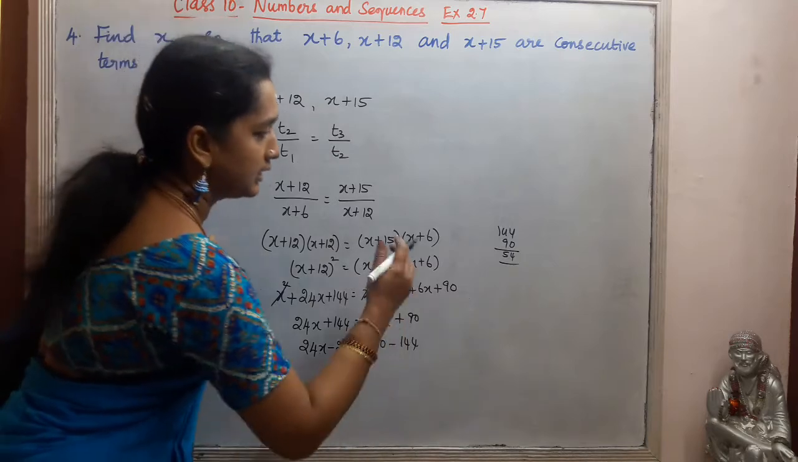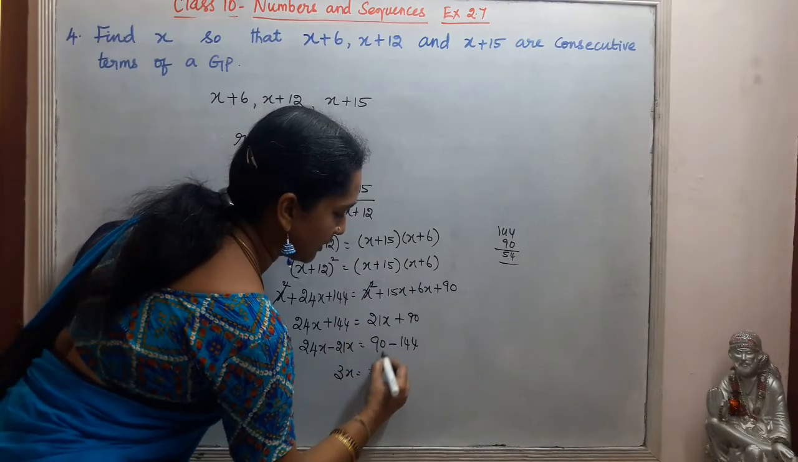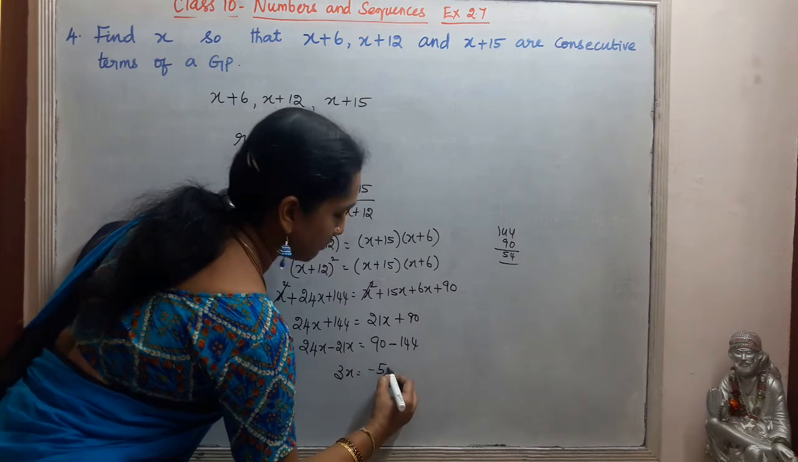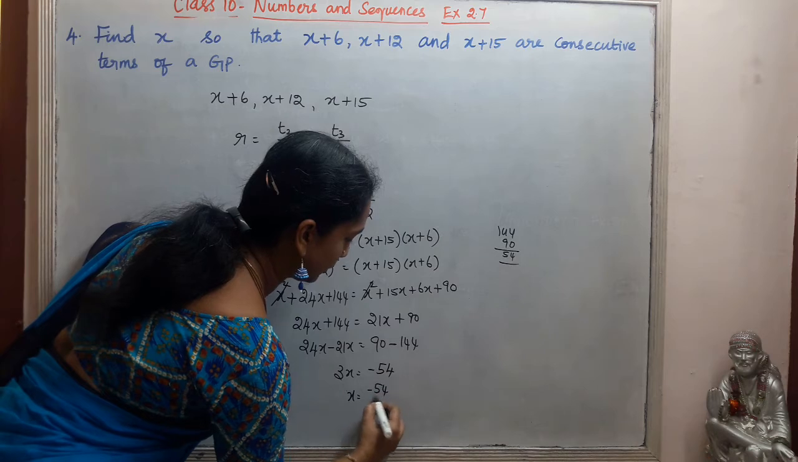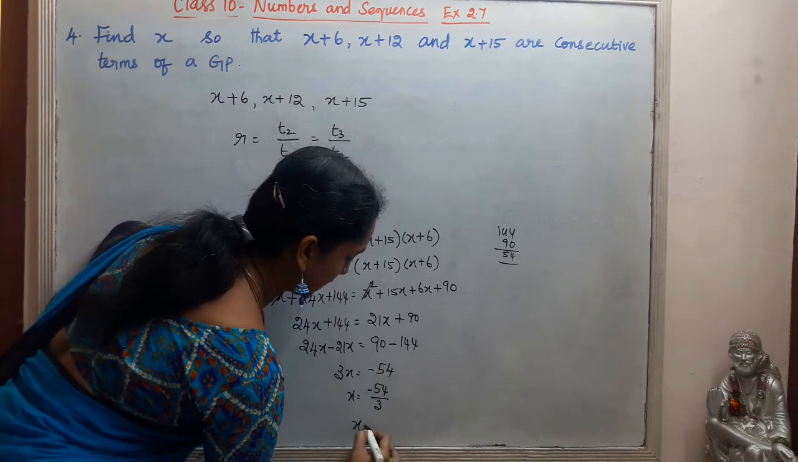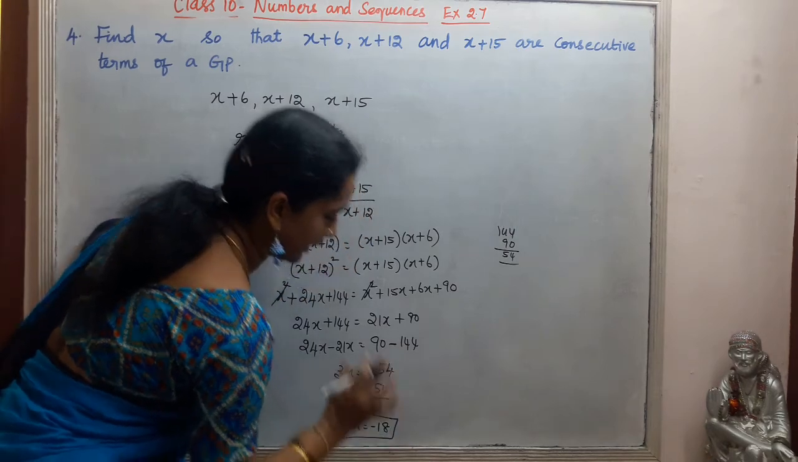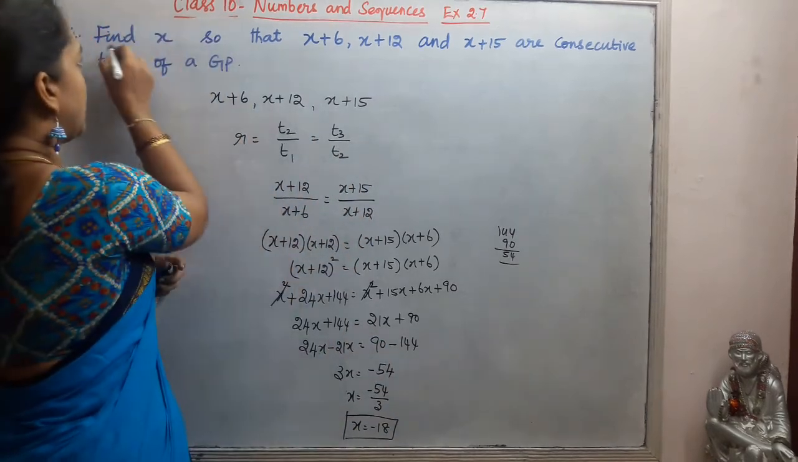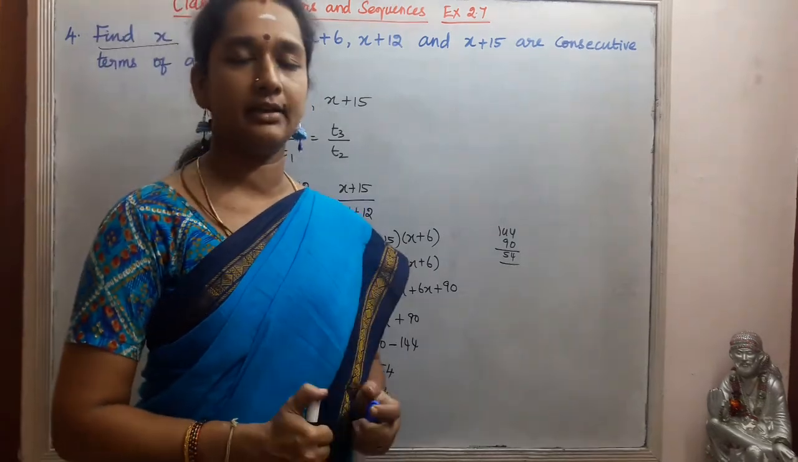144 minus 90 is 54. Since we are having the bigger number with a negative sign, we will get minus 54. So X is equal to minus 54 by 3. So the X value we got is minus 18. 3 1s are 3, 3 8s are 24. We are asked to find the value of X. So we got X is equal to minus 18.